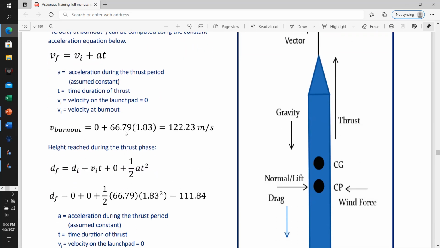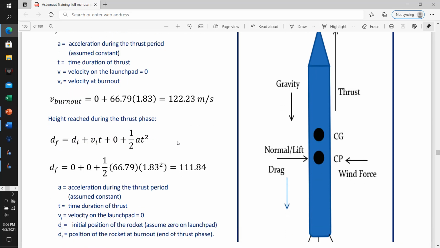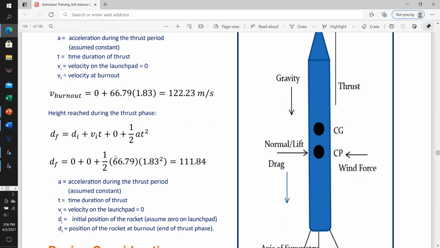So 66.79 is the acceleration from the previous page times the duration of the acceleration, 1.83 seconds, and that's 122.23 meters per second. So that's how fast this rocket's moving after 1.83 seconds of thrust. That's almost 400 feet per second. And when you launch these things, you can't even see them during the first few seconds of the launch. So how high did it go? So remember this equation?